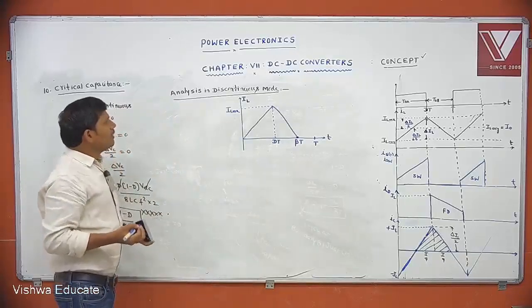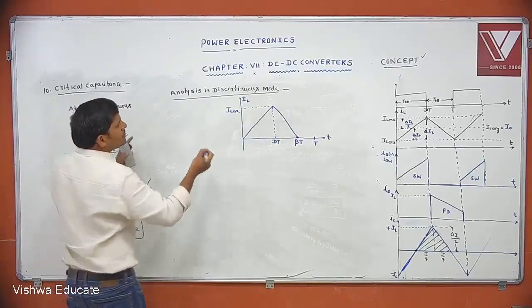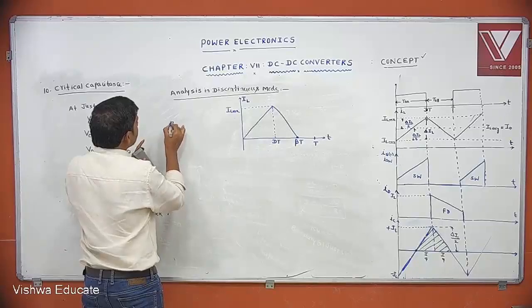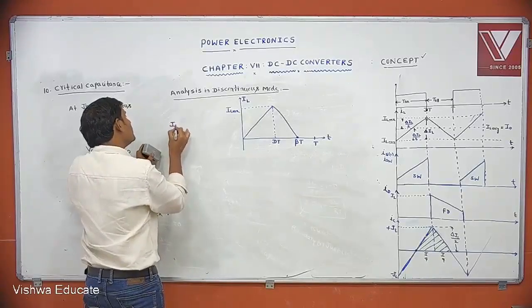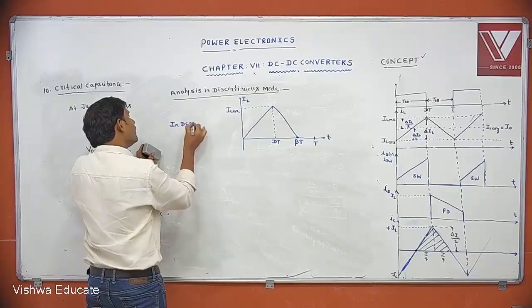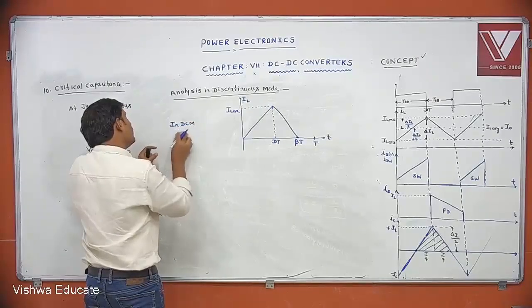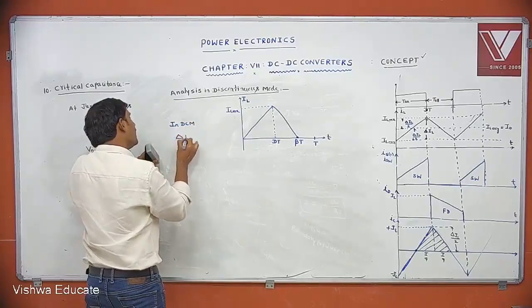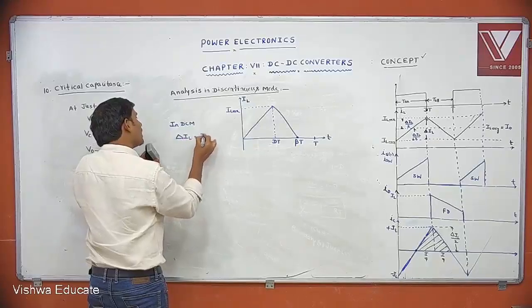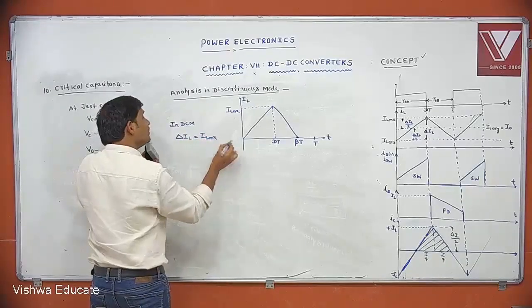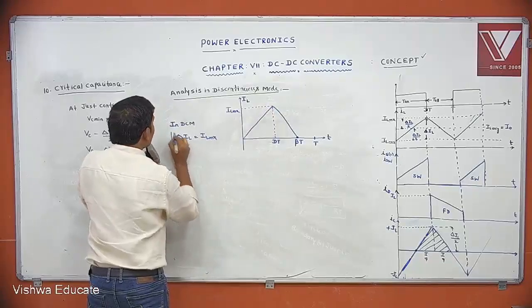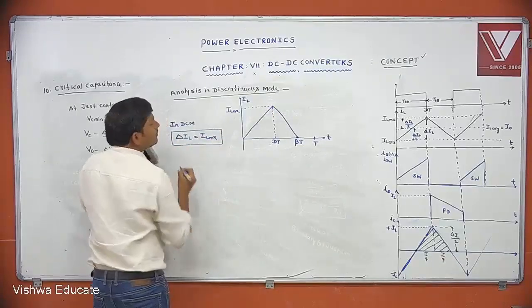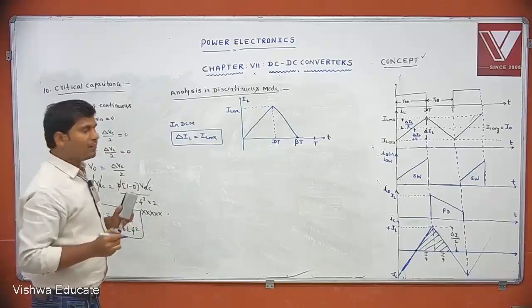That means in discontinuous mode, what is delta IL, the peak to peak ripple current? Delta IL is nothing but IL max, because IL minima is 0 now. Delta IL is nothing but IL max.